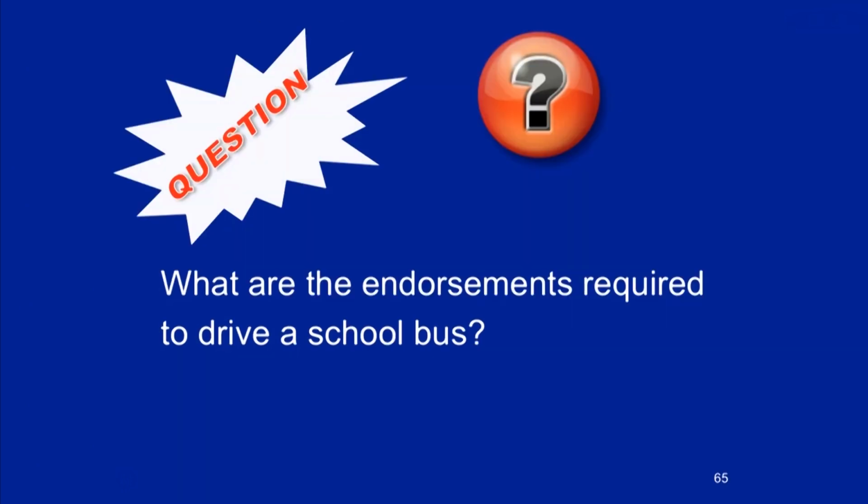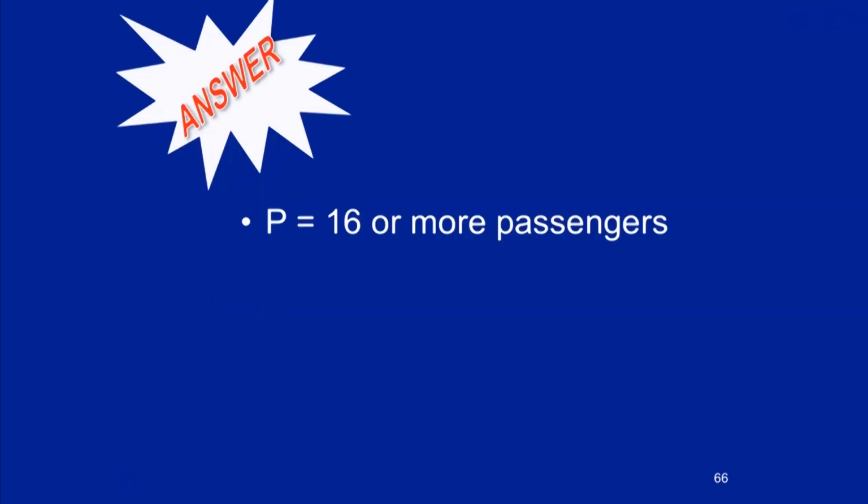Questions? What are the endorsements required to drive a school bus? Again, we're not talking about restrictions. We're talking about the endorsements here. The answer is you have to have a passenger endorsement, a P endorsement, because you're going to have 16 or more people on that bus. And you must have the S endorsement to drive the school bus specifically.